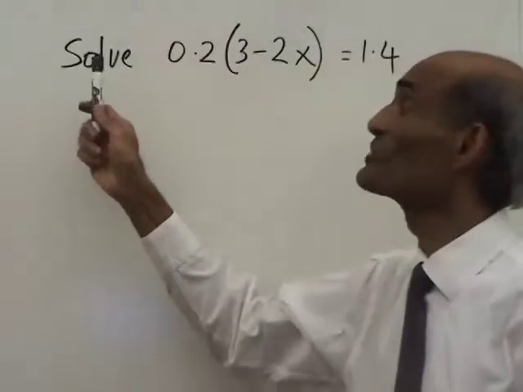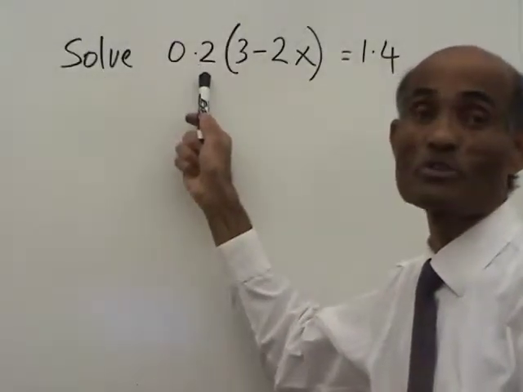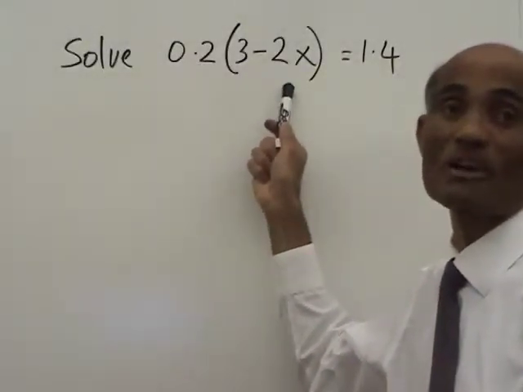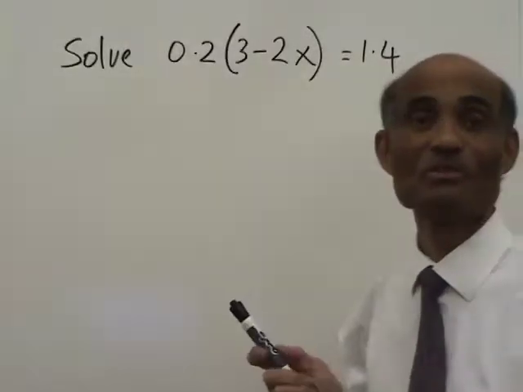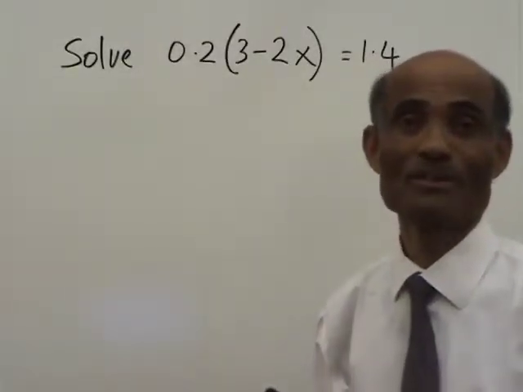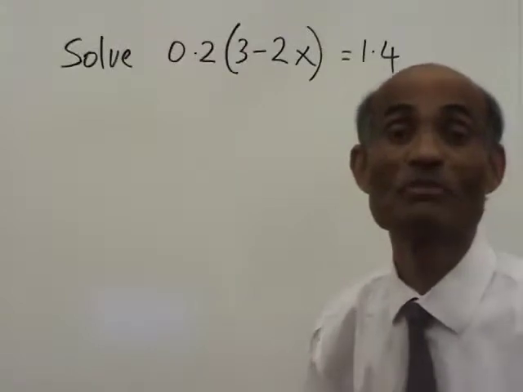Another linear equation to solve. 0.2 times (3 minus 2x) equal to 1.4. Alright, what do you think we will do here?